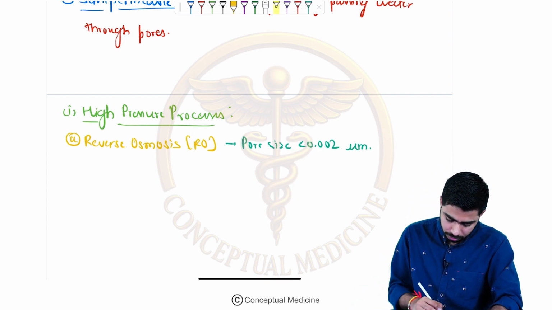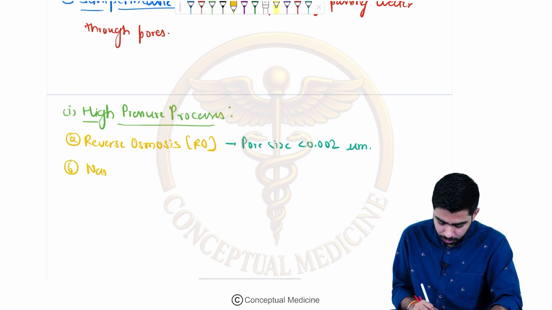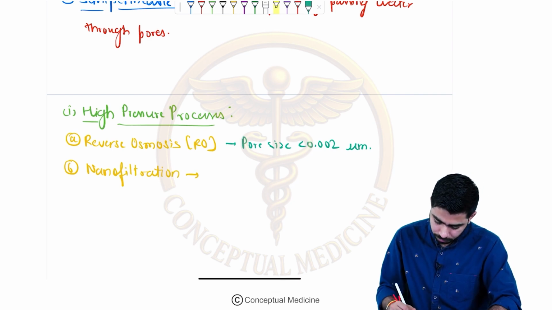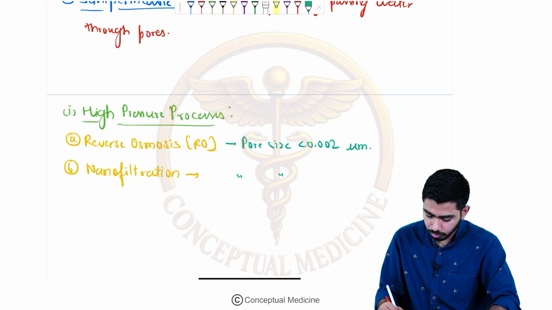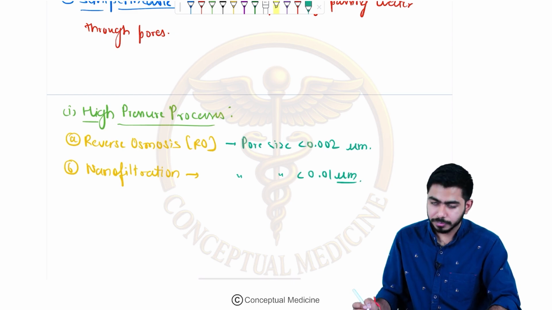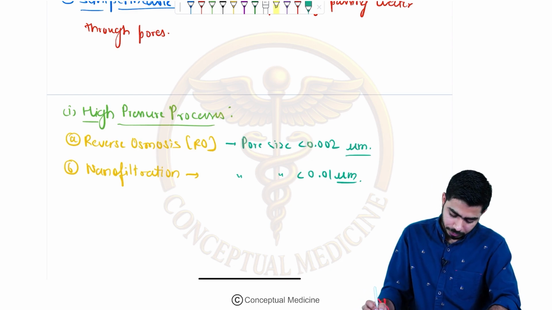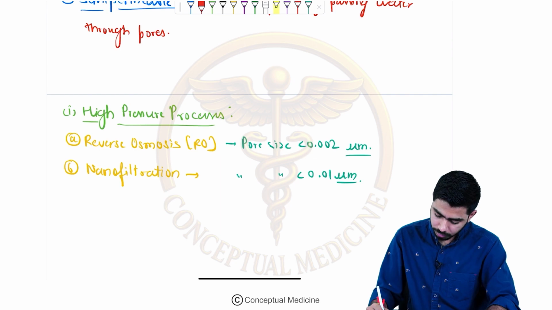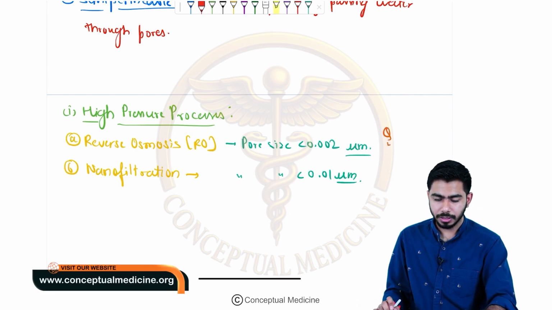The next one is nanofiltration. Nanofiltration is also a very good one, but here the pore size is less than 0.01 micrometer. Still, which one is best, guys? The best here would be reverse osmosis.